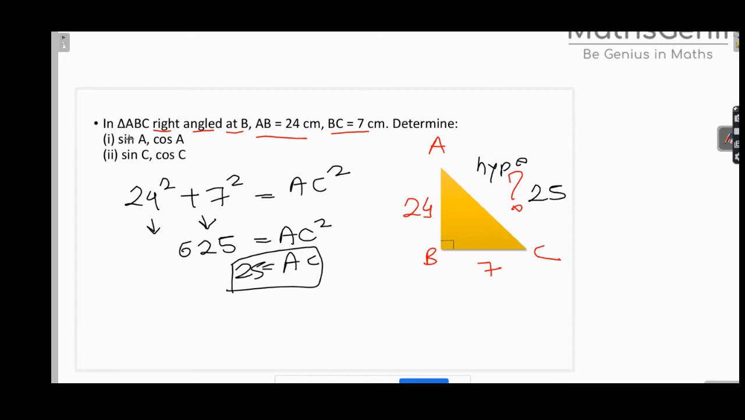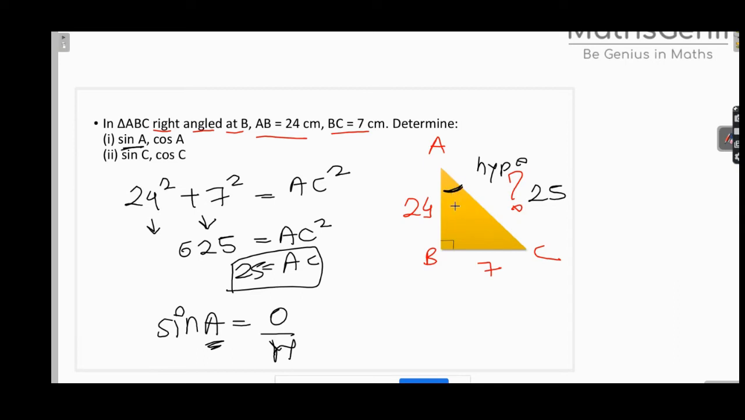Now he is asking me sine A. Sine A. Now you remember what was the song? OHAHOA. What comes first in the song? Sine. So sine's formula is OH. Sine's formula is O upon H. Now sine A. So this is my target.